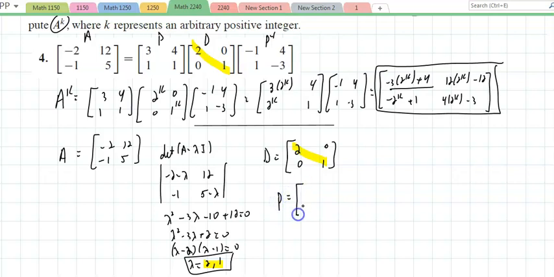I would find P by finding the eigenvectors of each, meaning if I take lambda equal 2, then I come here and I say, well, let's see how this works. Then I'm looking for, not determinant, I'm looking for A minus lambda I equal to 0. So if this is 2, wouldn't that be right there?